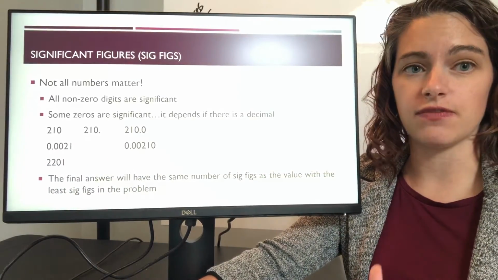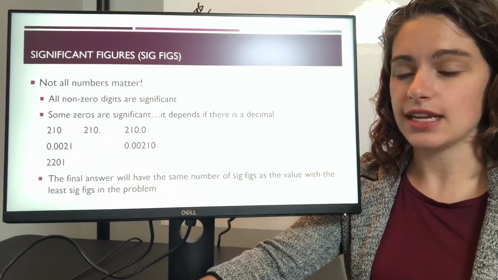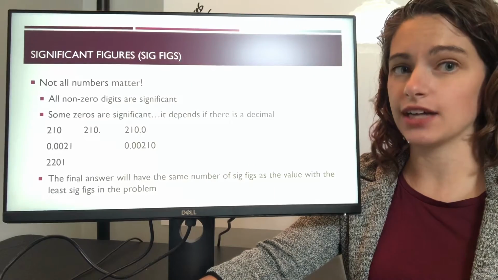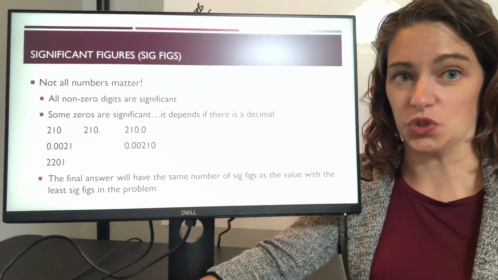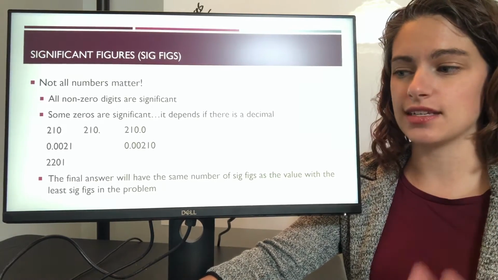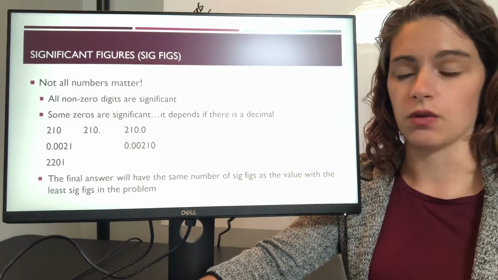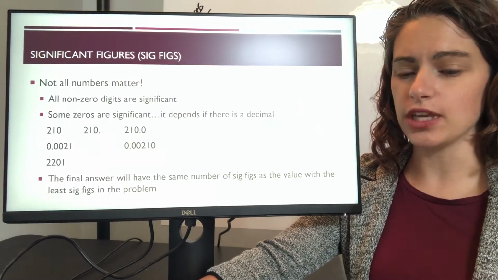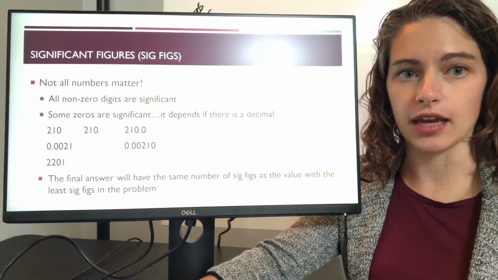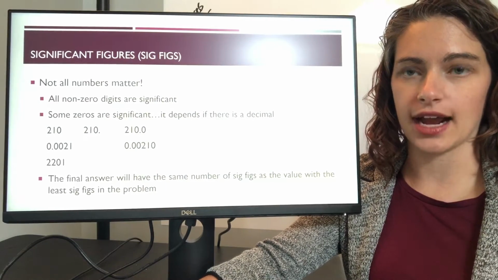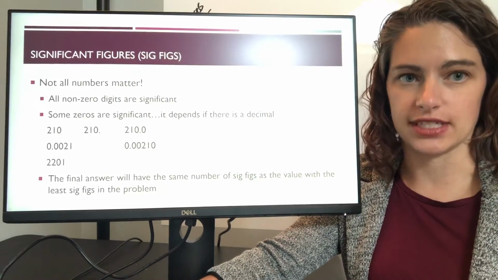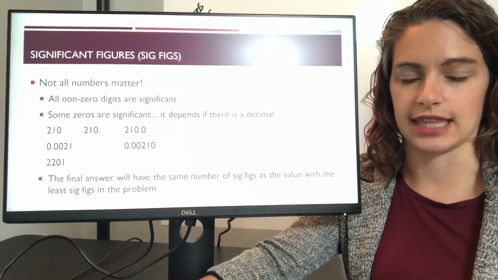Okay, so significant figures, or sig figs. The general idea behind significant figures is that not all numbers matter, which is kind of contrary to what we've usually thought about. Usually we think all numbers are important, but that's really not true. This stems from what you can measure. If you have a ruler that can only measure 1 inch at a time or 1 centimeter at a time, you're not going to be able to accurately measure to the 1,000th of a centimeter or 1,000th of an inch using that scale.